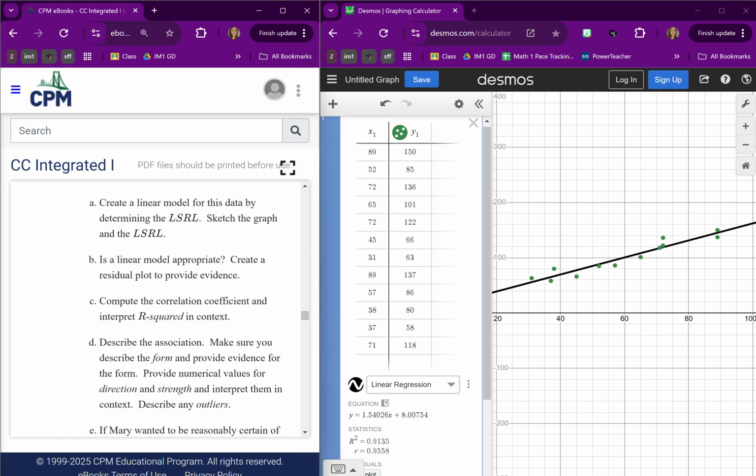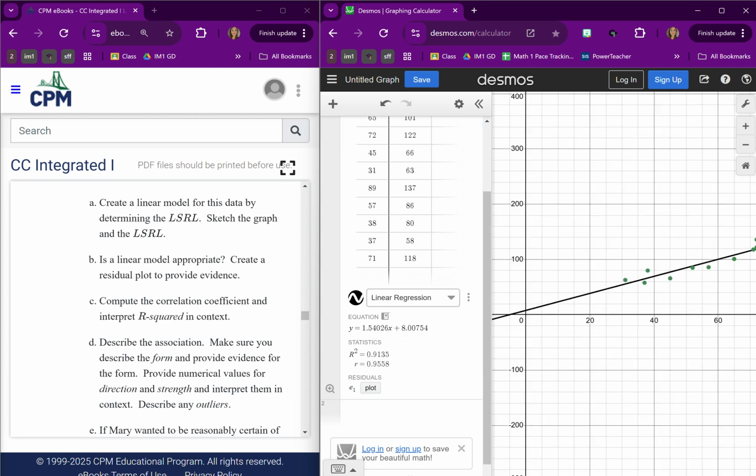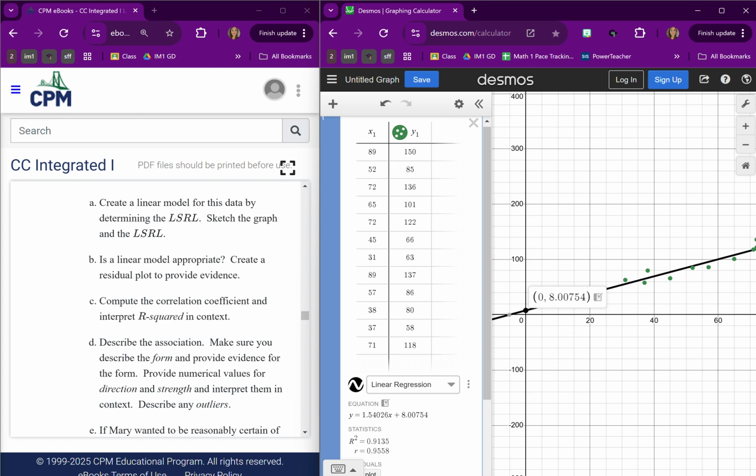Okay, so for A, create a linear model for this data by determining the least squares regression line, sketch and graph the least squares regression line. So here it is on Desmos. I'm not going to make you recreate that on a test because I can see it here on your screen. What you do need to know is the equation of the least squares regression line. You can find that here. The equation is 1.5, that's your slope, x plus about 8 is your y-intercept. You can see we touch here at about 8.